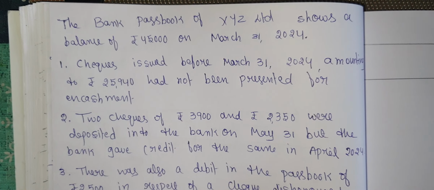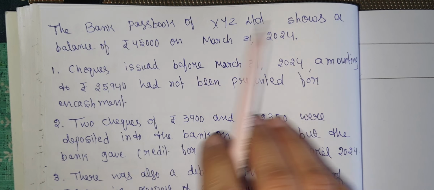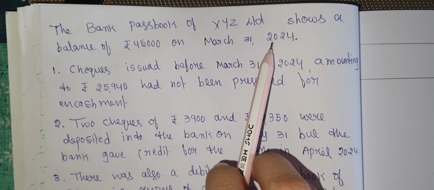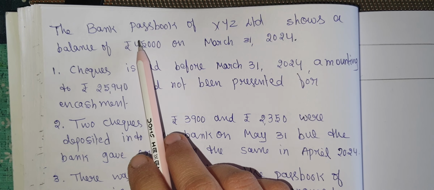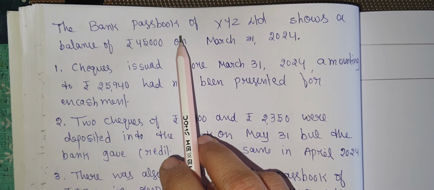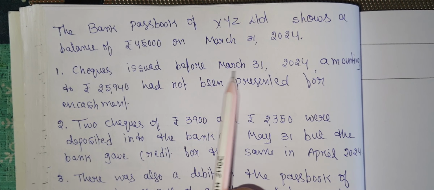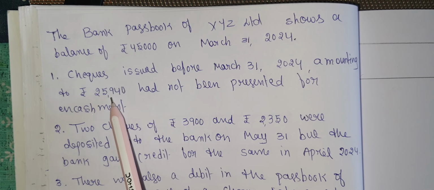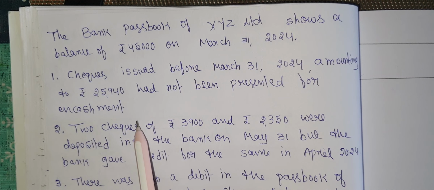Okay, let's read the problem. The bank passbook of XYZ Limited shows a balance of rupees 45,000 on March 31st, 2024. That is the balance of the passbook, rupees 45,000. And next one, checks issued before March 31st, 2024 amounting to rupees 25,940 had not been presented for encashment.